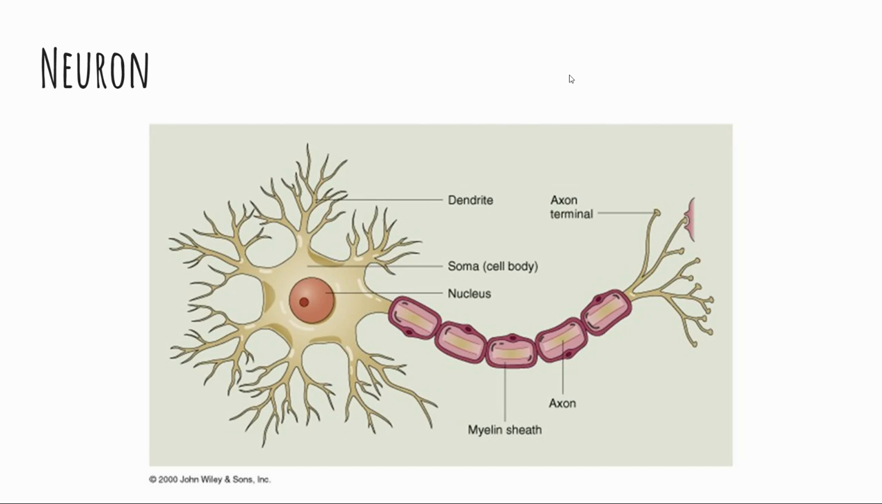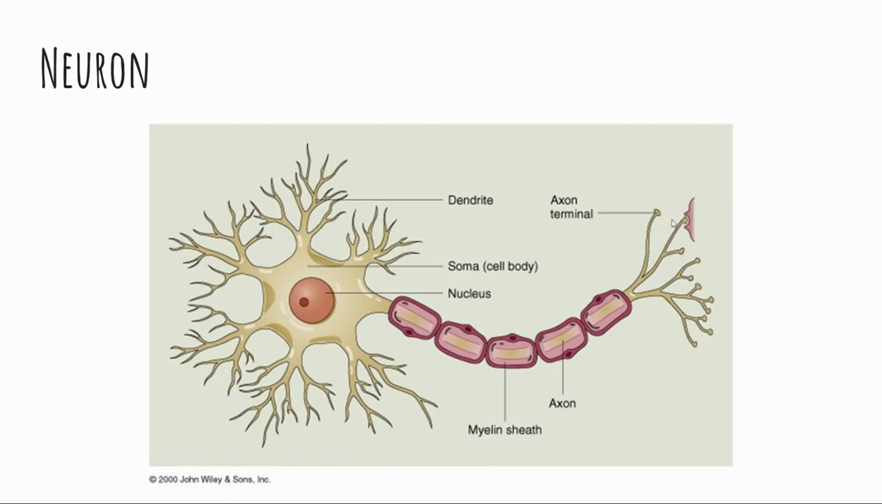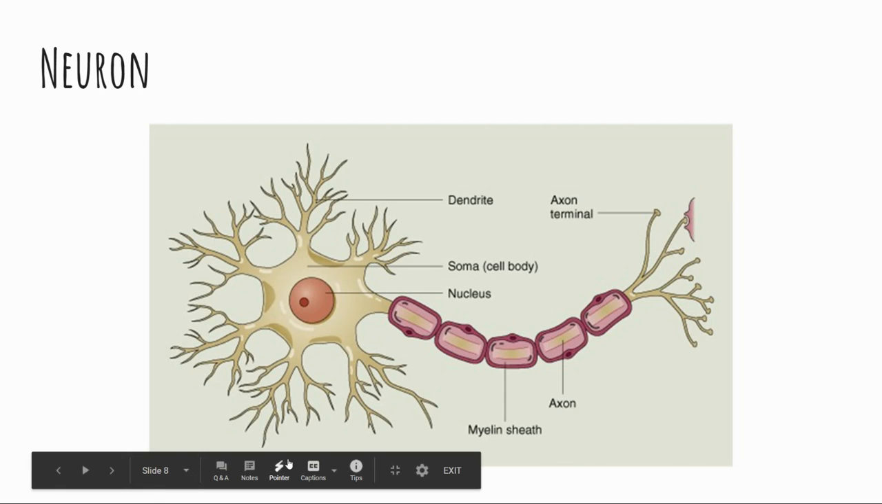All right, so if you want to pause the video here and either put this in your notes or label this in your notes, however you want to go about it, you will need to be able to label a neuron. And so you can see the nucleus here, the myelin sheath, the axon terminal, the end, okay, the dendrites.